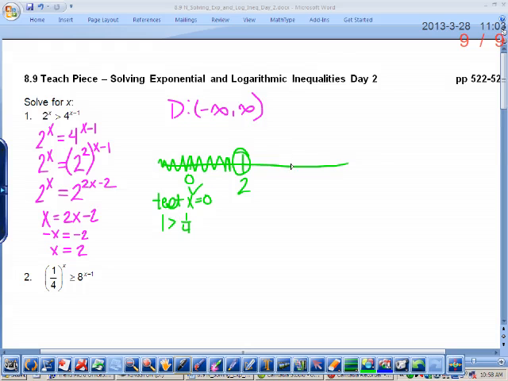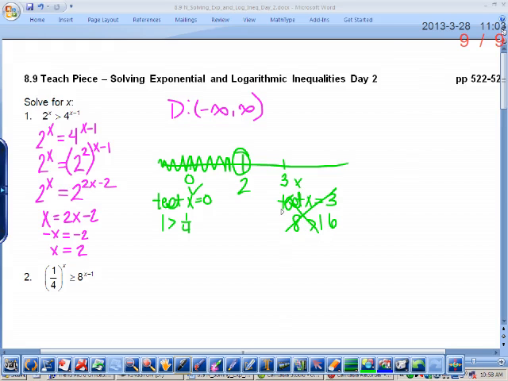All right, let's check a number over here. Let's try 3. 2 cubed is 8. Is that bigger than 4 squared, which is 16? No.